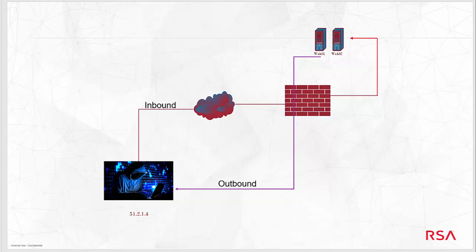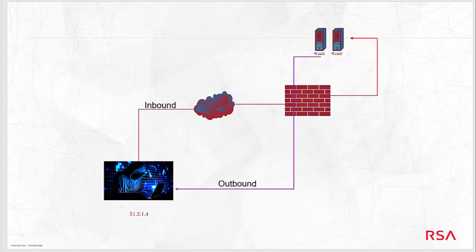Now the caveat with this is that the inbound connection, in this case 51.2.1.4, is the source address for the web server logs. However, on the outbound, that's the destination. So how do we cross-correlate those within a correlation rule? Well, I'm about to show you.